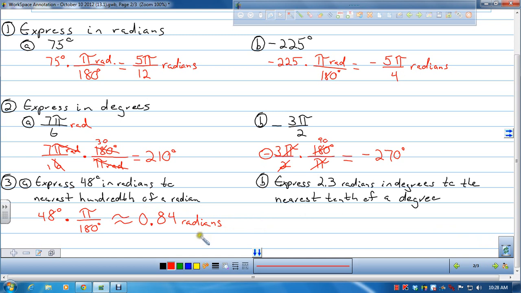Okay, so why don't you guys try to go the opposite direction and go from 2.3 radians and express that into degrees to the nearest tenth of a degree, and I'll give you a second to do that. Go ahead and hit pause.